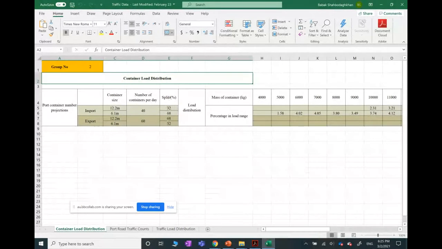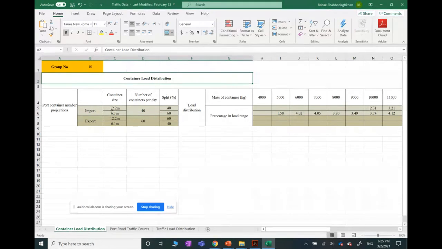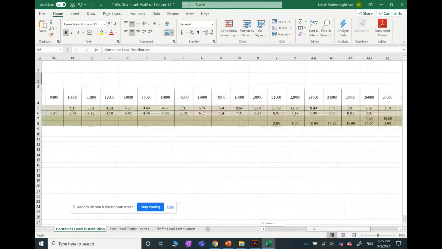And this can be split between the large containers and small containers. That's a function of your group number. For example, if your group number is 10, this becomes 40% 12.2 meter and 60% 6.1 meter.